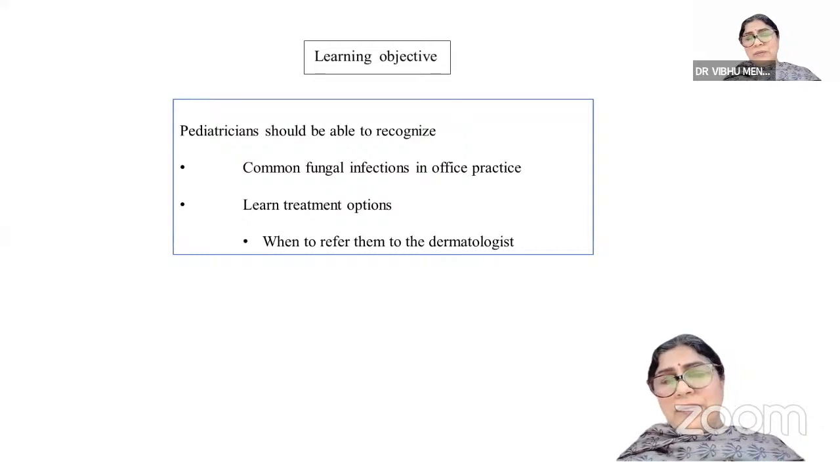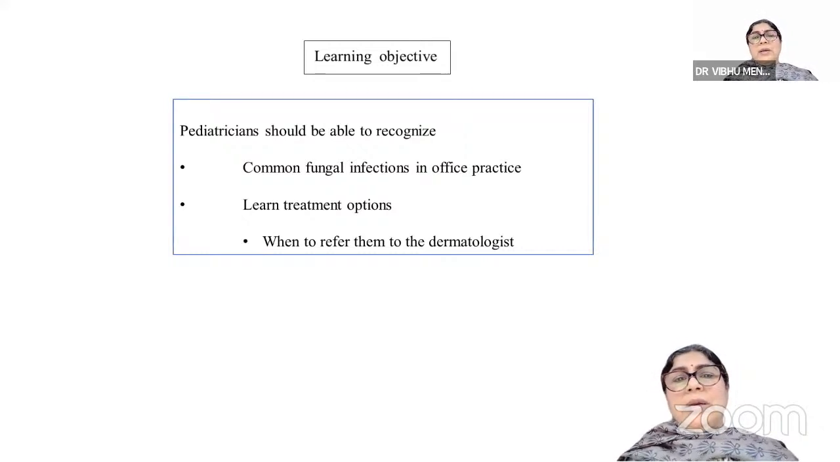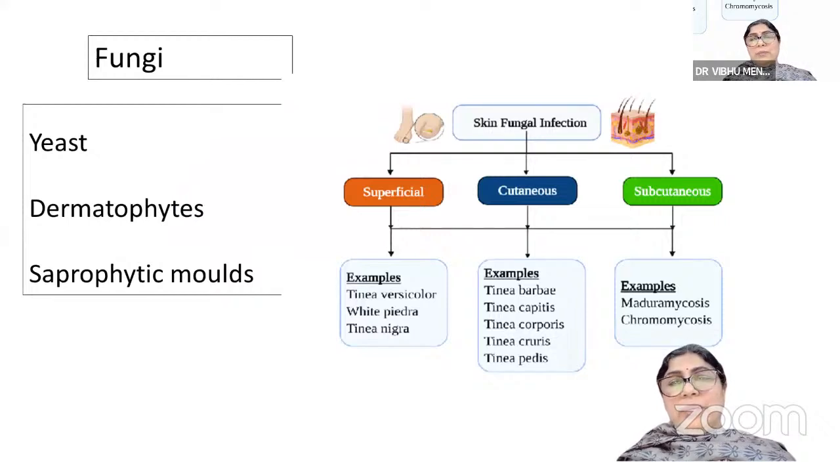So the learning objectives of my talk today are that pediatricians should be able to recognize these common infections which they encounter in office practice, and they should also be able to at least have a fair idea of the treatment options that are there, and at the same time, it is very important to know and decide when to refer to the dermatologist. That is also very important because they just cannot go on treating a patient who fails to respond.